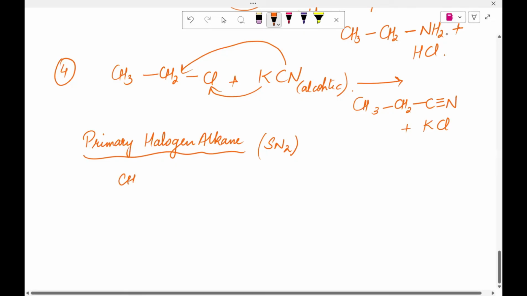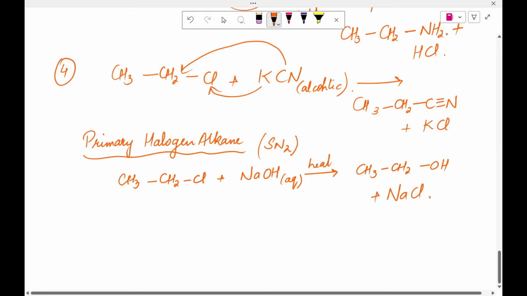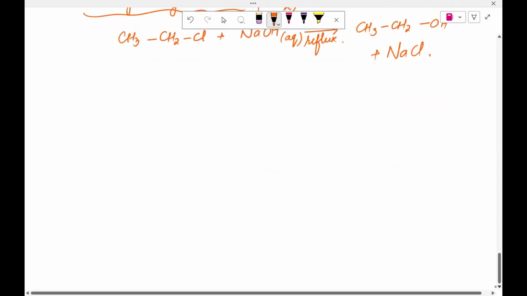So when there is a reaction CH3CH2Cl reacting with sodium hydroxide, now we are going to discuss its mechanism. We have already done this reaction before. So it is going to form CH3CH2OH plus NaCl. And we know that this reaction occurs in heat reflux state. So now what is going to happen? Now you have to memorize this mechanism.